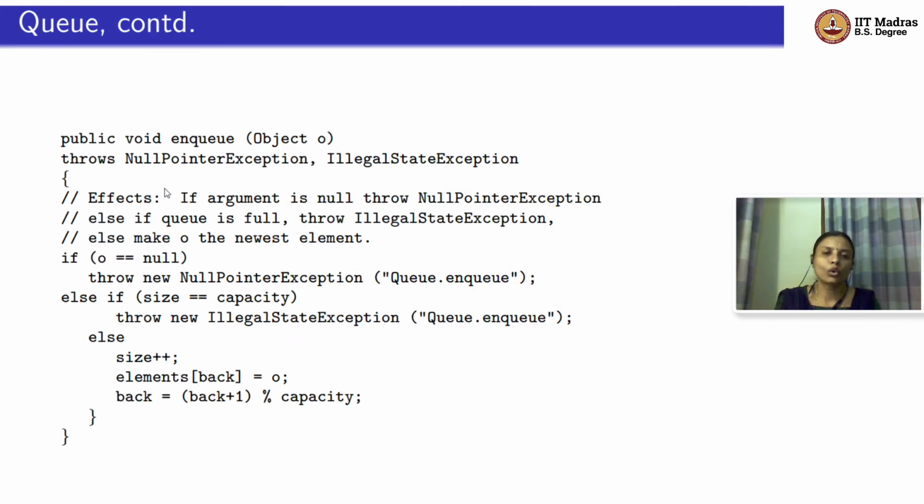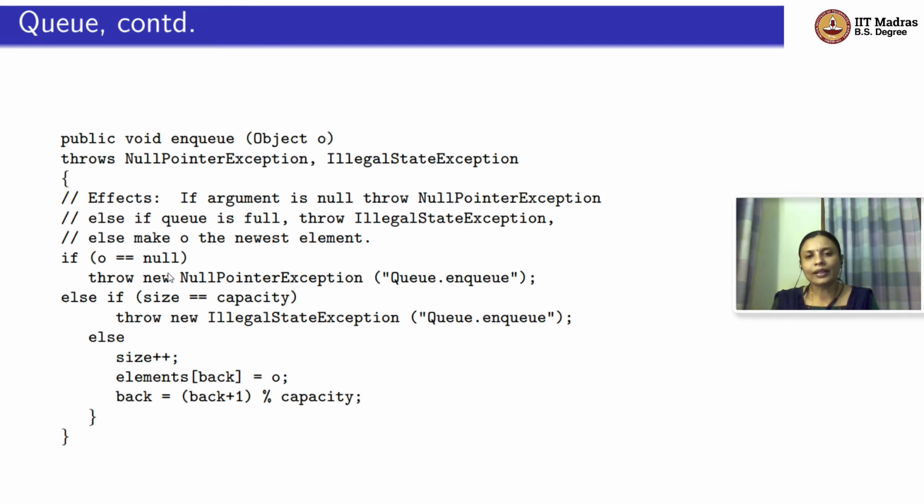And this is the code for the method enqueue. The idea is to enqueue an object O into the queue. This enqueue can throw a null pointer exception if its argument is null. It can throw an illegal state exception if the queue has already reached its capacity and you're trying to add one more object using the enqueue method. That's not possible. Otherwise, it will correctly add this element O and make it available at the right place in the queue. So this code does that.